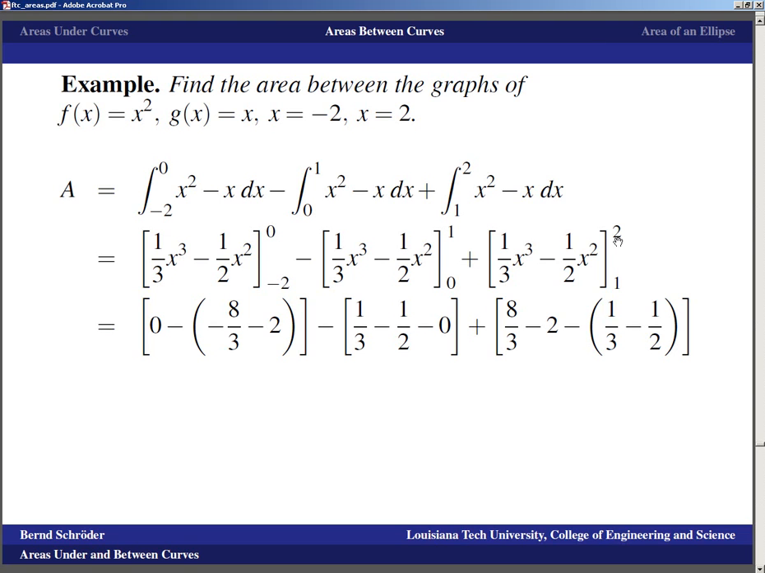Plus, and here at 2 we get 8/3 minus 2, minus, again in big parentheses, the value at 1, which is 1/3 minus 1/2. As we work that out, that's just the three parentheses worked out. So let's see. 2 is 6/3, so we get -14/3, which is 14/3. 1/3 minus 1/2 is -1/6, and another negative sign gives us a plus 1/6. And then 8/3 minus 6/3 is 2/3, minus 1/3 is 1/3.